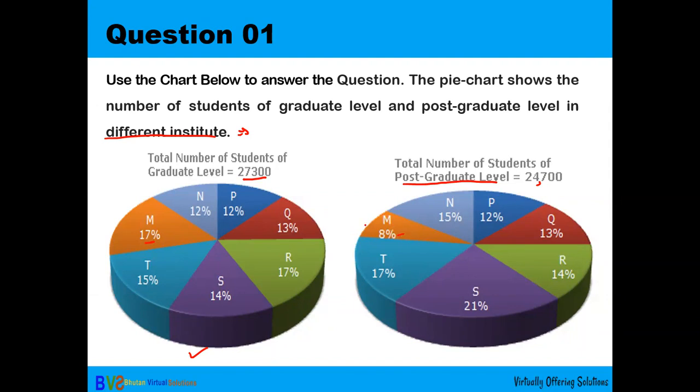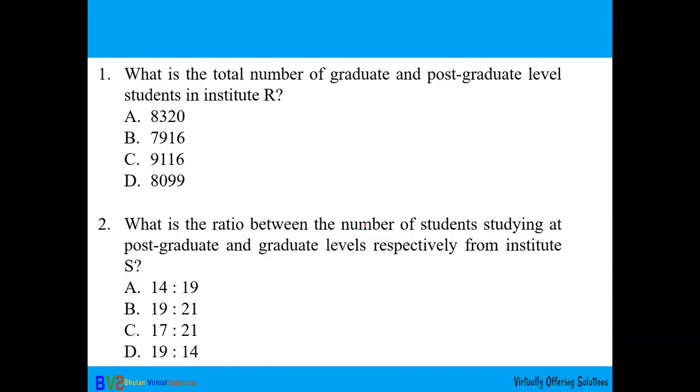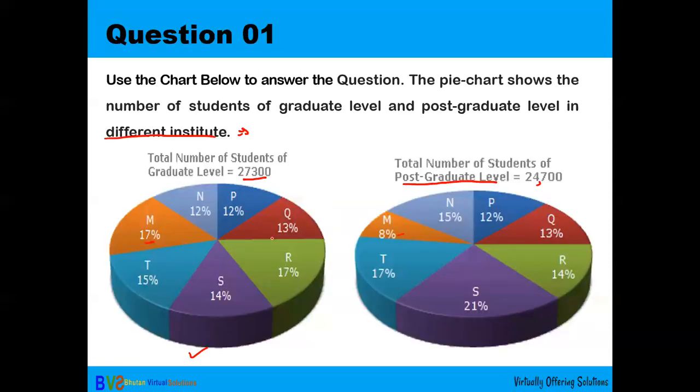Interpreting a pie chart is very easy. You have to interpret it like this, and then it is very easy to solve the questions. They are basic, direct questions, so let us see the first question: what is the total number of graduate and postgraduate level students in Institute R?